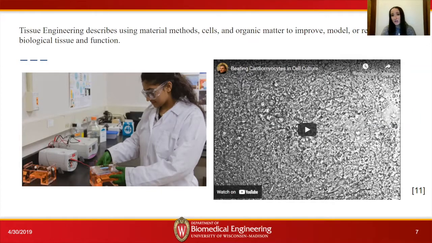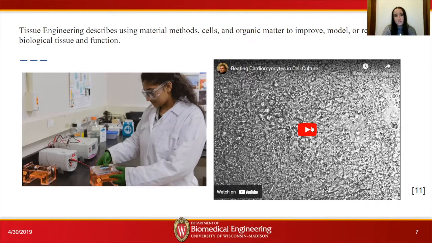So if you've ever gotten a cut before, you'll see a scab start to form on your skin, and then you'll actually see your skin start to grow back. But the issue is not all tissues can do that, can regenerate themselves. So what tissue engineers do is they take that knowledge and they use chemistry to actually make other tissues that normally don't grow back to repair any damage that's been done.